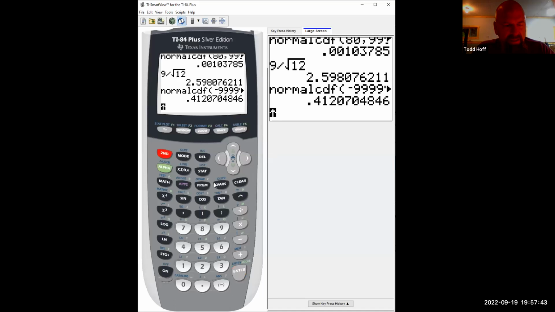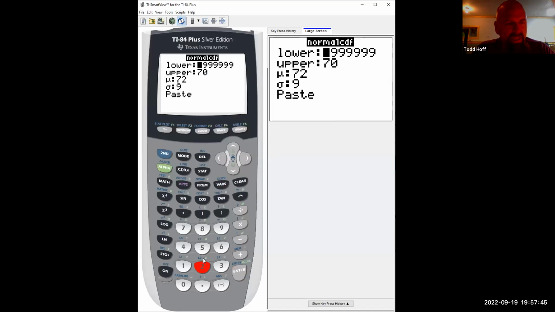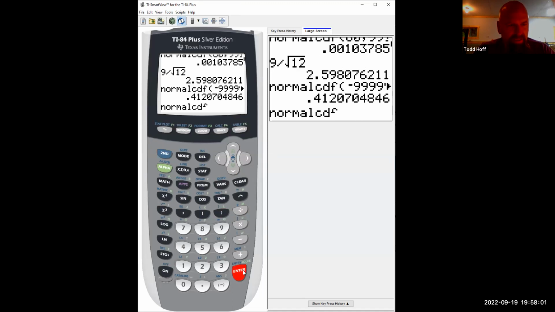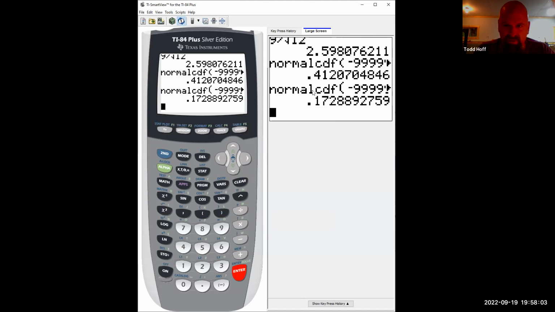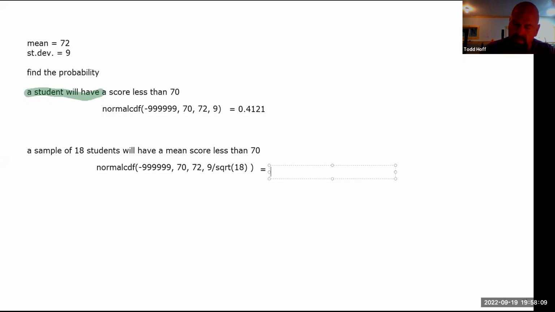So second distribution, normal CDF, still going from negative infinity to 70. Mean is 72. Now the standard deviation has to become a standard error. So 9 divided by the square root of 18 students. We get 0.1729, which is exactly what we expected. Significantly smaller probability.